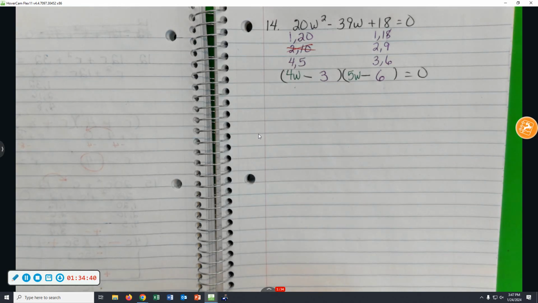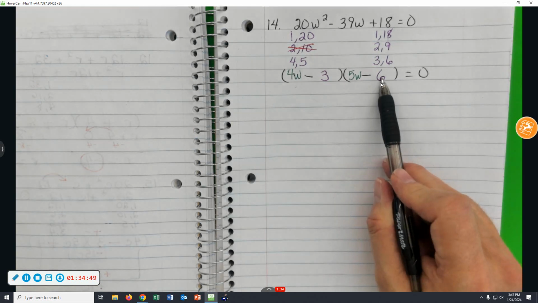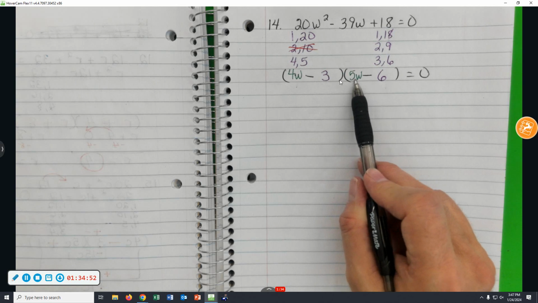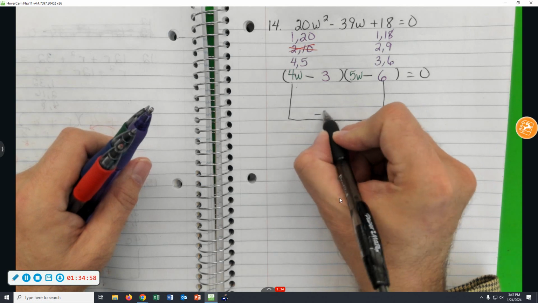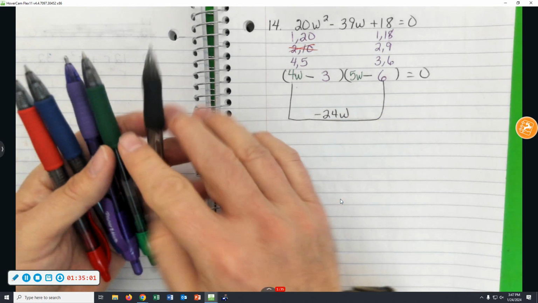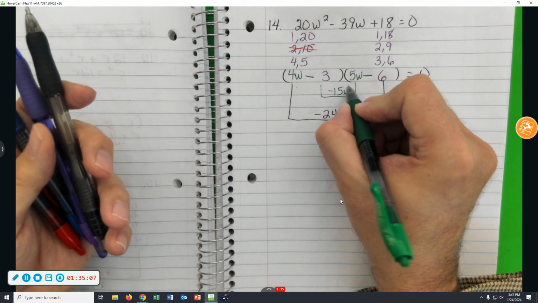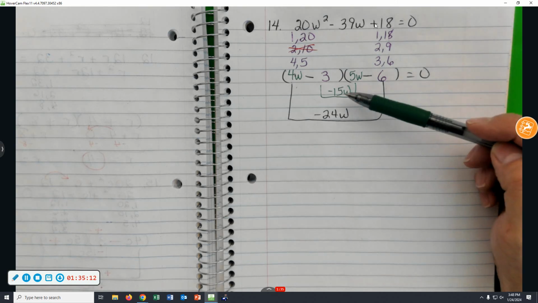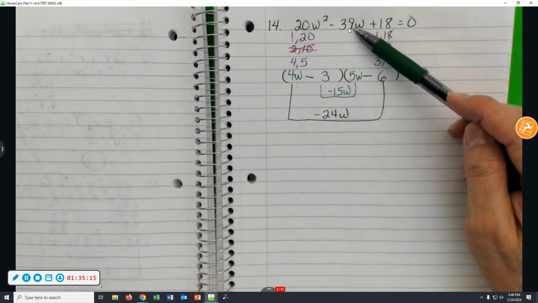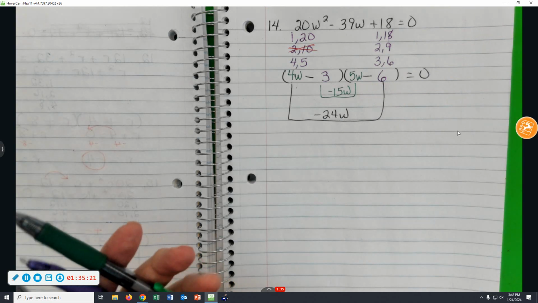Okay, what's the outer product? Y'all foil it out in your head, the outer and inner. We would have a negative 24W and a negative 15W. Remember, the numbers have to add together. The outer and inner have to add. That last sign there has to add to give you this number here. Do they? Yes, I think we got it. Okay, so we factored it.